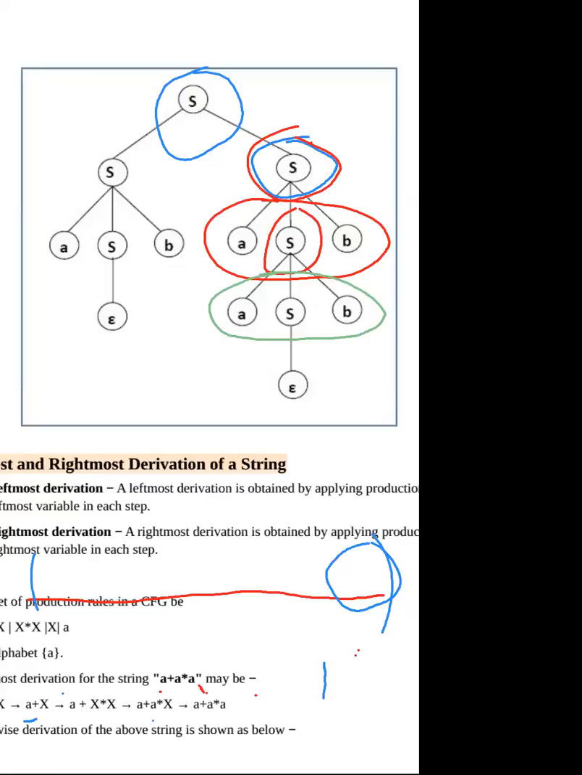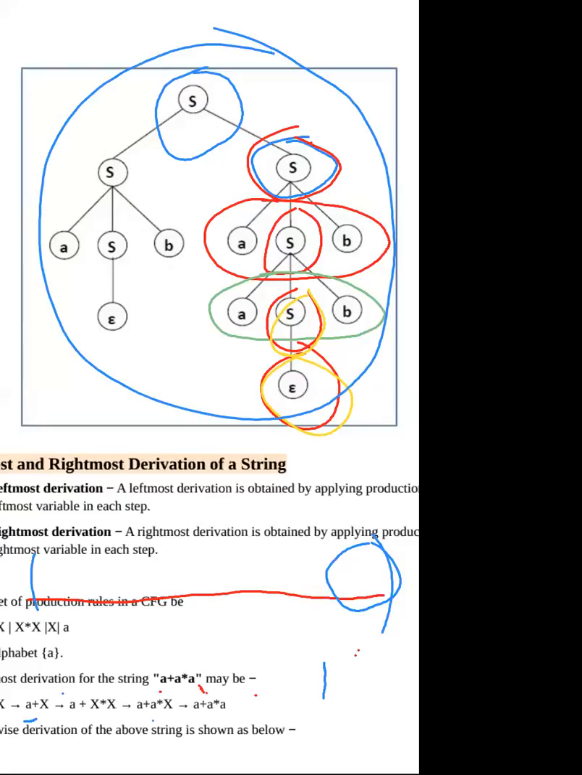It got replaced by null. Null. Got it? Yes. Null. So red, green, and yellow. So we got the string. So that is the derivation tree. It is called derivation tree.